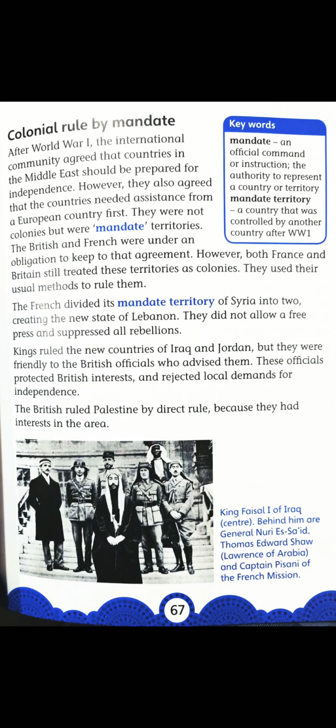So the mandate territory, that other key word, is a country that was controlled by another country after World War I. So a country that was controlled or ruled by another country after World War I, right? So the kings ruled the new countries of Iraq and Jordan, but they were friendly to the British officials who advised them. These officials protected British interests and rejected local demands for independence. The British ruled Palestine by direct rule because they had interests in the area.